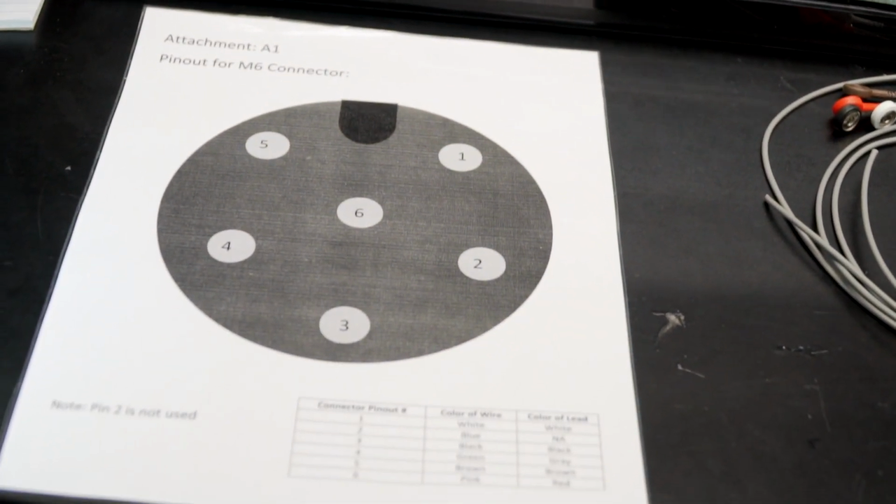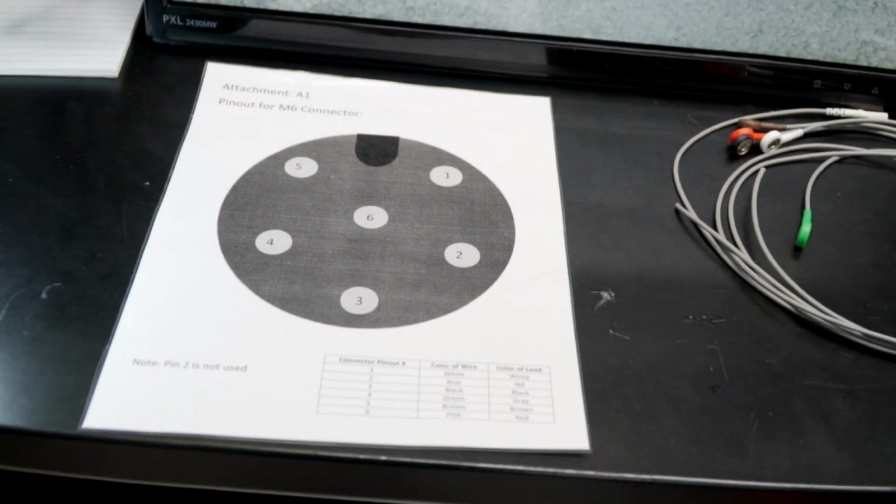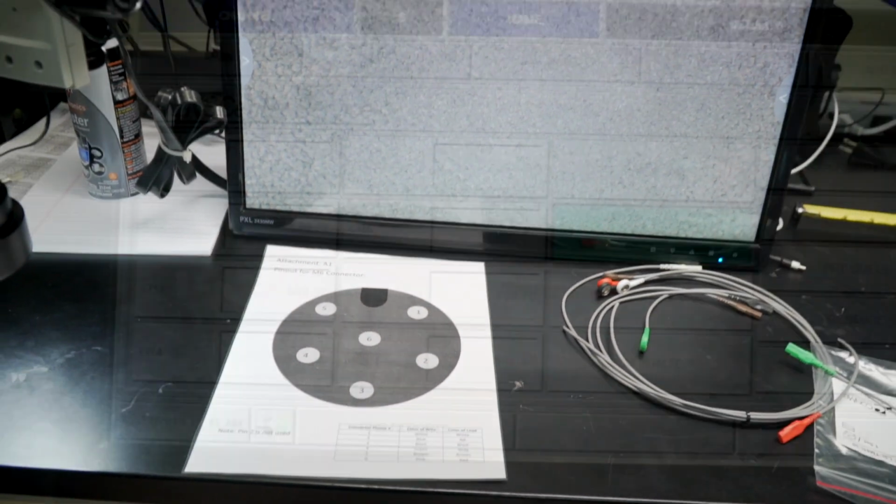Thankfully for us, most of the colors line up with what we're trying to accomplish. So you can see here we have brown, white, black, gray, pink, and blue. So we ended up using red as pink and gray as green, and we cut blue away, and it's not used at all. So I did develop a pinout sheet, which is shown there, so that we would know which pin is where.